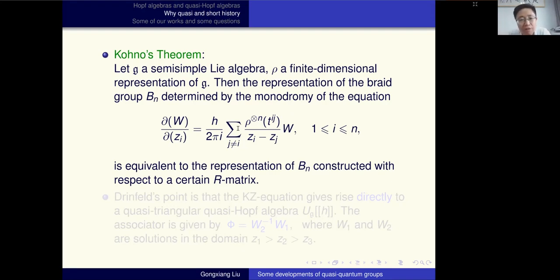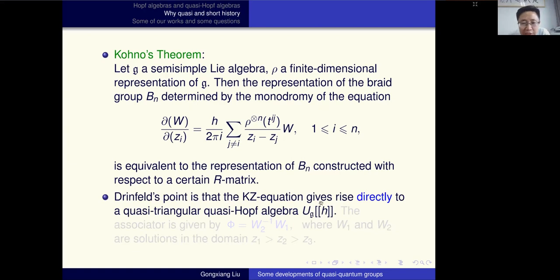So Drinfeld constructed, and of course Drinfeld realized the asymptotic behavior of the equation. The braiding you can write very easily, but from one asymptotic behavior to another asymptotic behavior, there's a difference. Because of this difference, Drinfeld found this difference will create a new element. This element is called the Drinfeld associator.